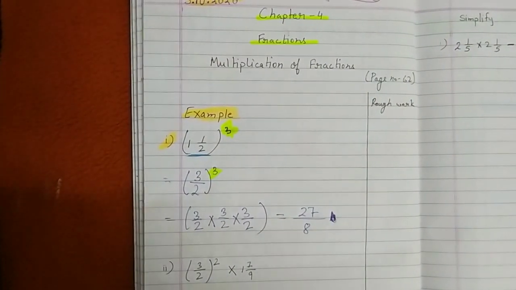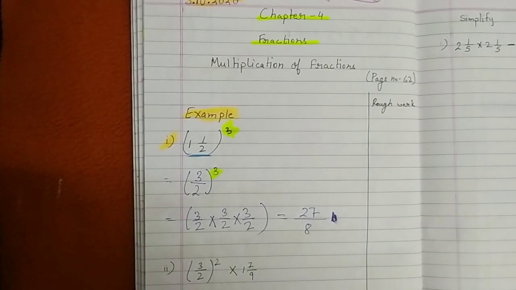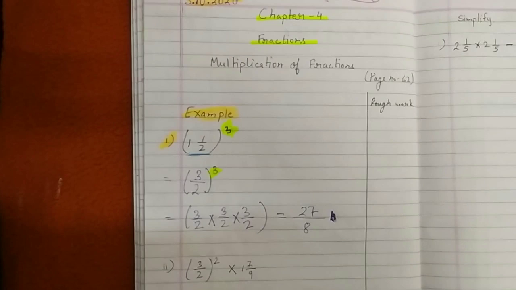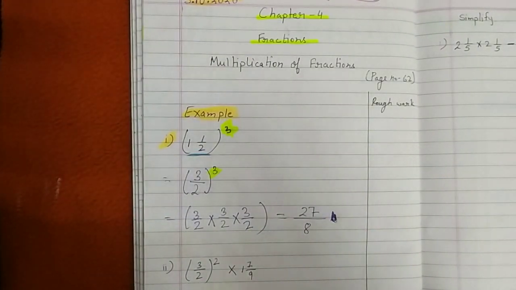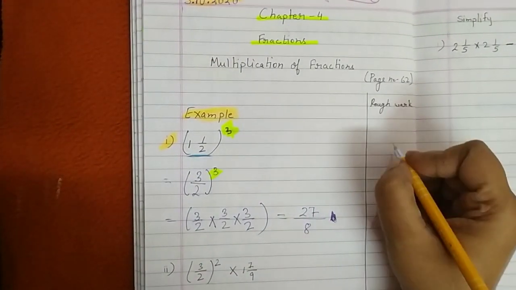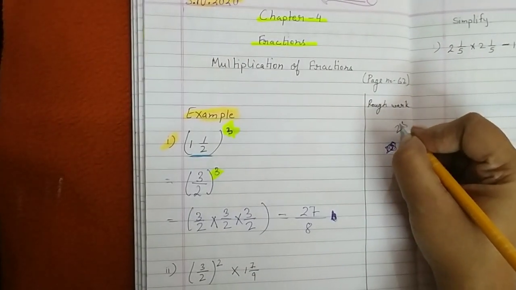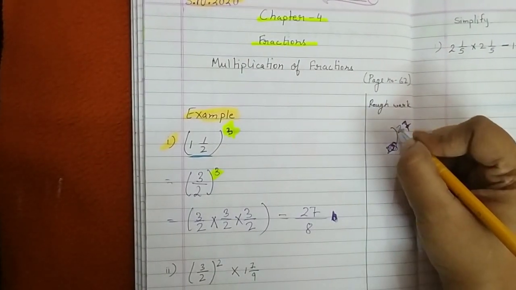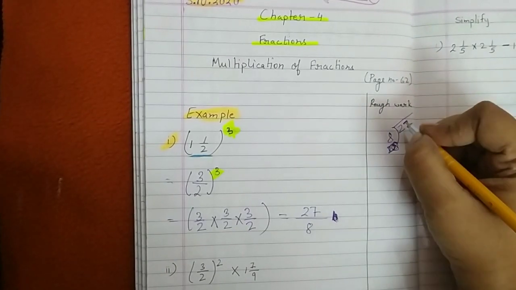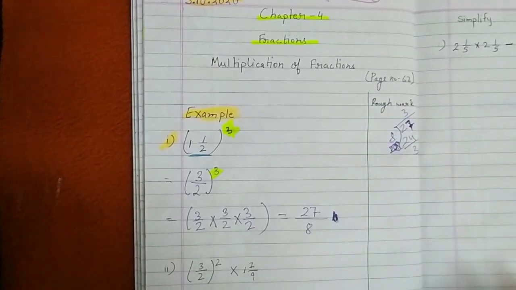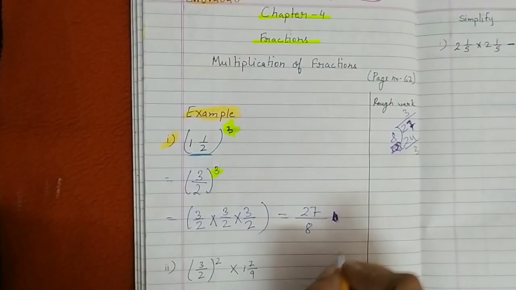Is it our answer? No. Why is it not our answer? Because it is an improper fraction. And whenever we get an improper fraction as an answer, we change it into a mixed fraction. So here 27 is the numerator, we will divide it by the denominator 8. How many times will it go? 3 times. 24, minus, 3 remains. So what will be your answer?